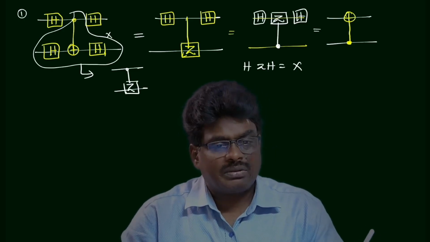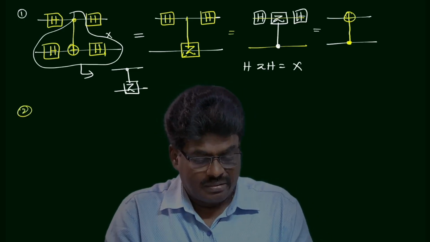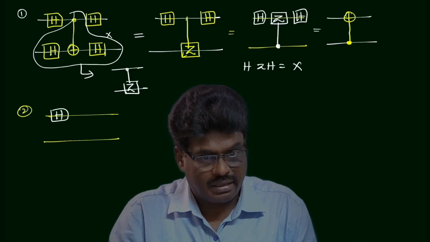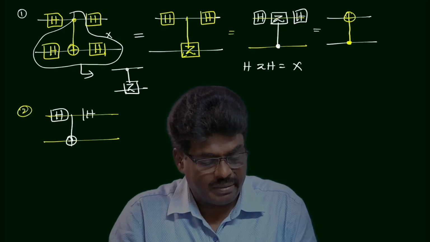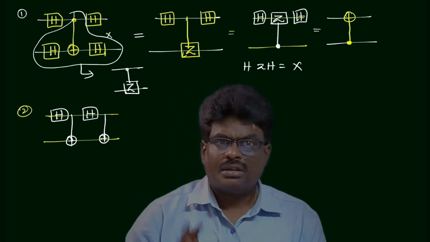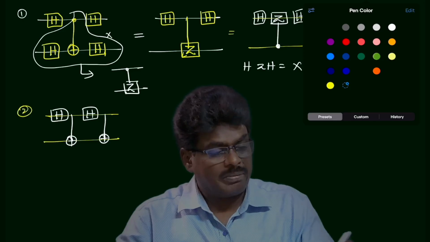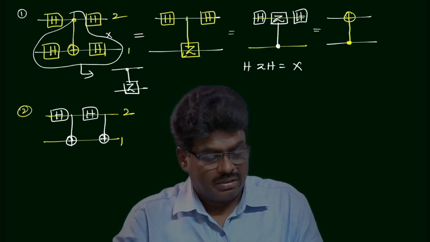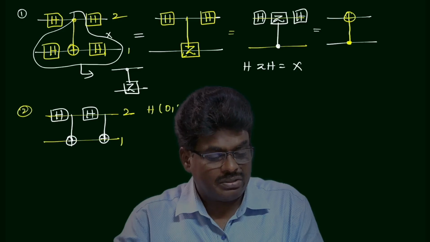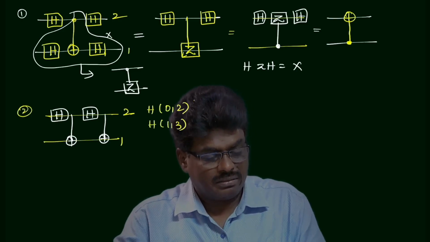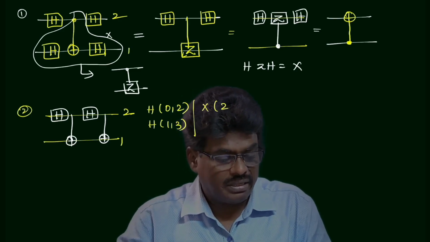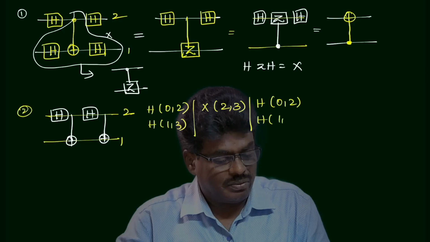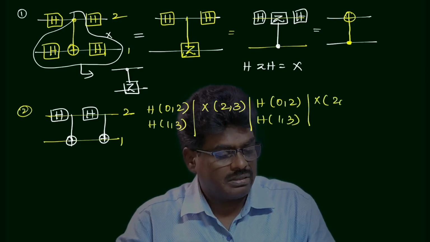Okay, so that's it. And take another example. Let me take Hadamard here and a CNOT, and again Hadamard I am taking and a CNOT. No need to get tension. So just comfortably apply our method. So here 1 and 2, don't forget this. So first left to right, Hadamard 0 comma 2, and 1 comma 3. Next CNOT, that is x 2 3. Next again Hadamard 0 comma 2, 1 comma 3. Next again x 2 comma 3.